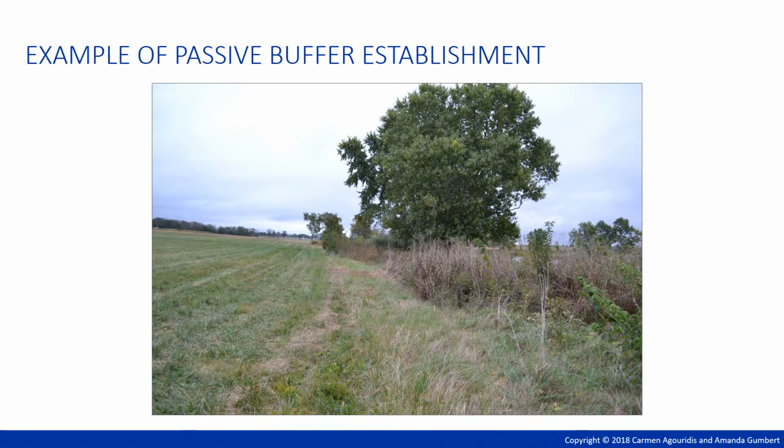This is an example of an on-farm stream buffer established by creating a no-mow zone. The lack of maintenance in the buffer has resulted in invasion by bush honeysuckle, Johnson grass, and Callery pear trees. These undesirable species need to be removed to create an optimal stream buffer.